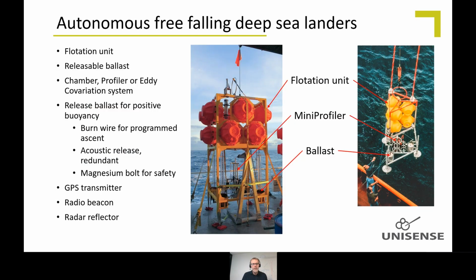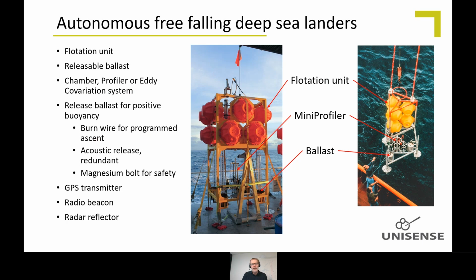All these three systems can be deployed or mounted on a deep sea lander. This is a frame with a flotation unit, and in this case a mini profiler is mounted here in the center. This is a 3-legged version, this is a 4-legged version. It has a bucket with scrap iron actually in each corner, about 50 kilos each. This weight will give a negative buoyancy when you drop it from the ship, so it will sink to the seafloor. And then you can release this weight, or ballast, and then it will get positive buoyancy and come back to the surface.